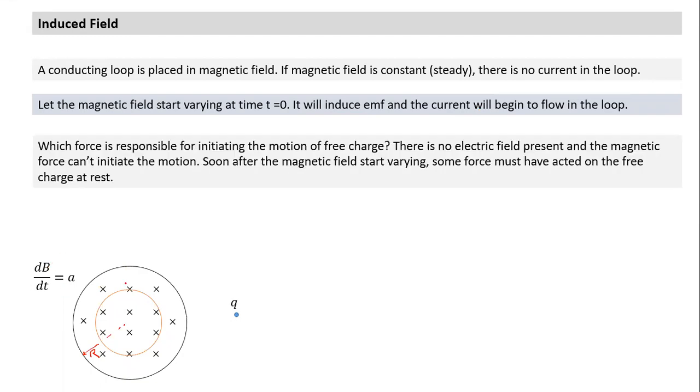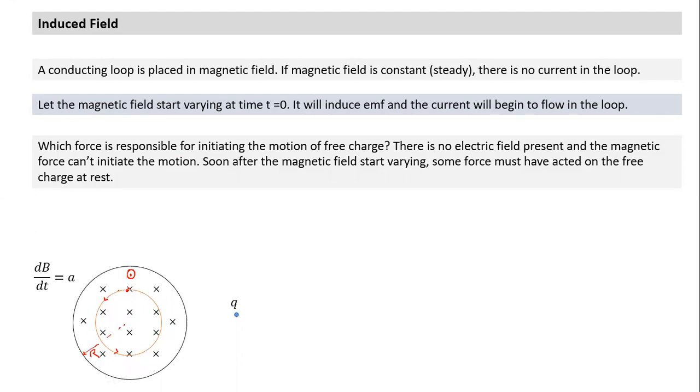Now let's start thinking. What does the current change? If it is increasing, which direction will the current flow? If the magnetic field is increasing, it means the flux will increase. If the flux increases, the induced current will be such that the induced field will be in this direction. So the current will tend to flow in this direction, anti-clockwise. So the question comes here.